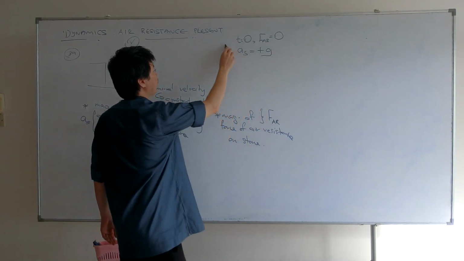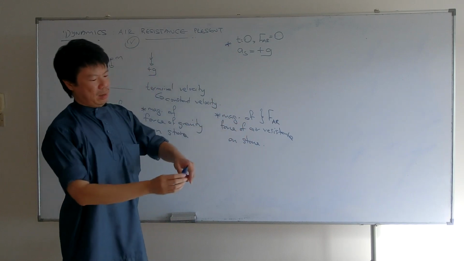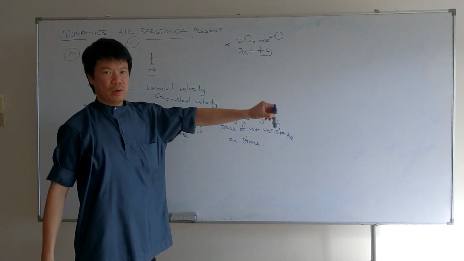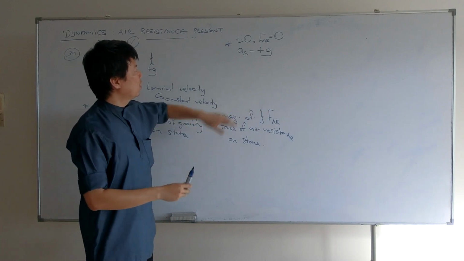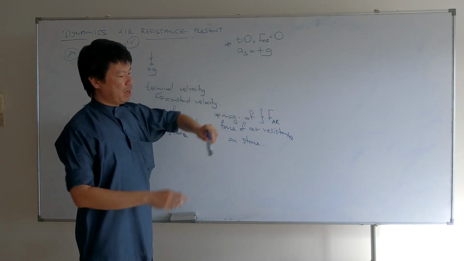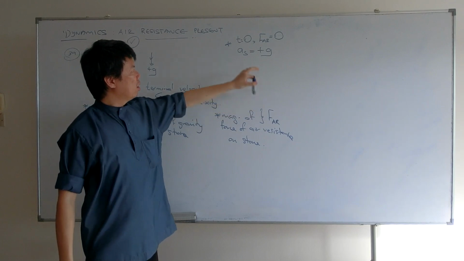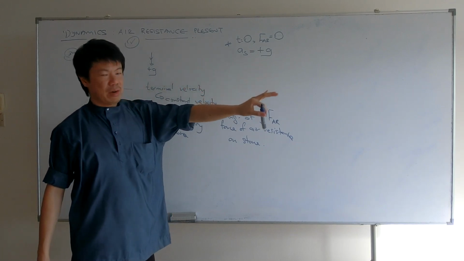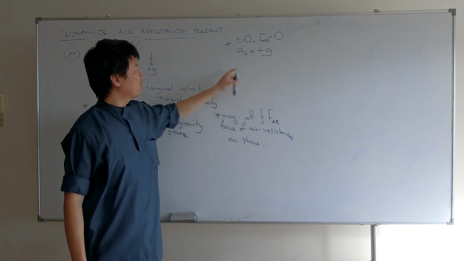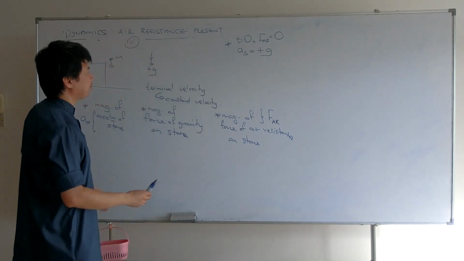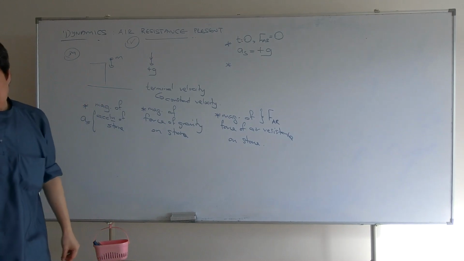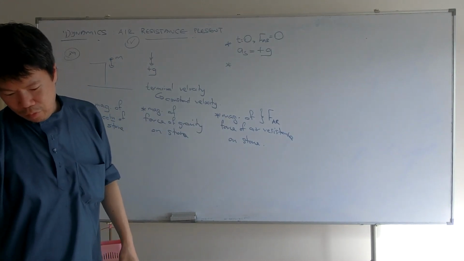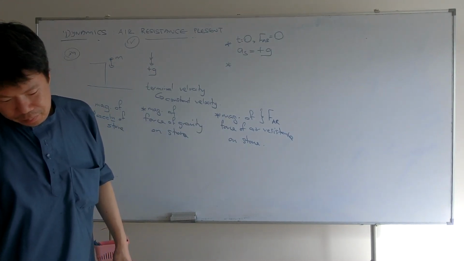Why? When you have an object, why does it fall when you let it go? It's because it's being pulled by gravitational pull. But at t equals 0, there's no air resistance because it's not yet moving. What is its acceleration? Its acceleration will be positive g. Okay? Give you a few seconds to think about that for a while before we move on to the next component.